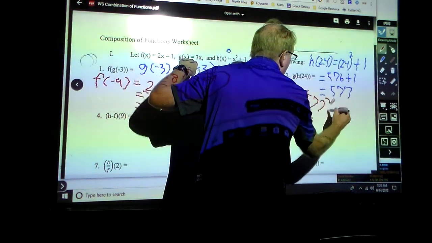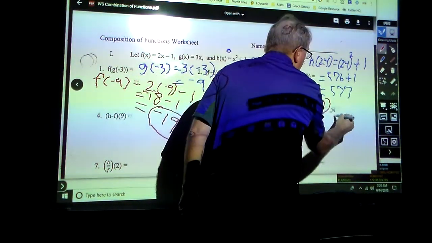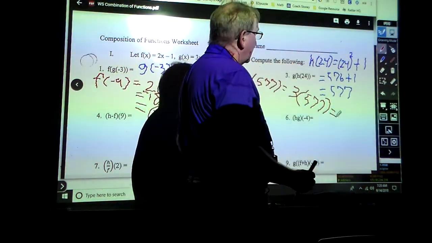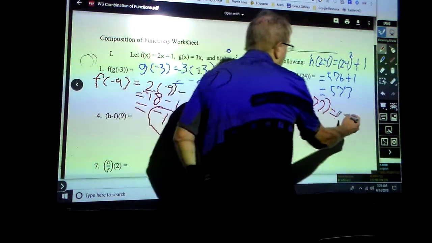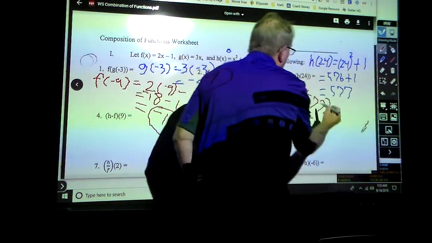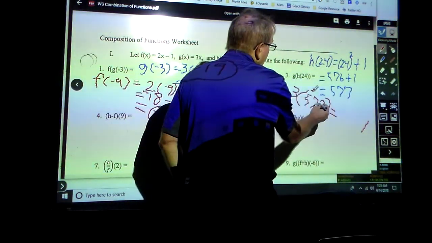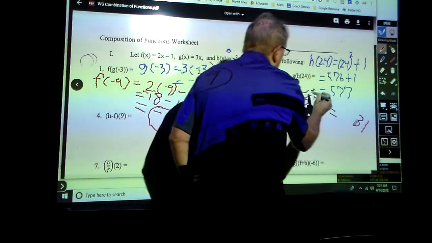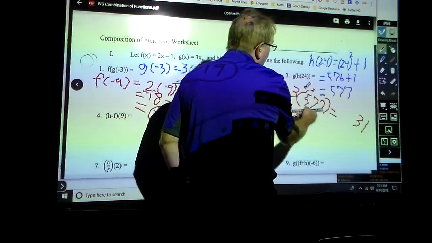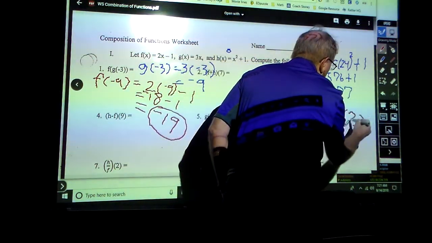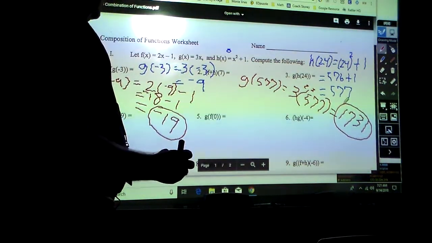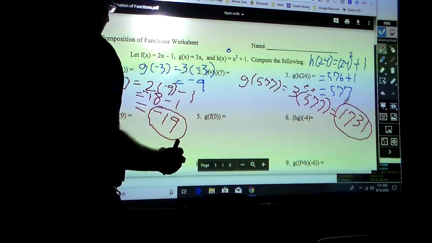Boy, I love this because I'm a terrible writer. Which equals, so 3 times 7 is 21, carry my 2. 3 times 7 is 21, carry the 2 makes that 23. Carry the 2 again. 3 times 5 is 15. So I got 1,731 for the answer.